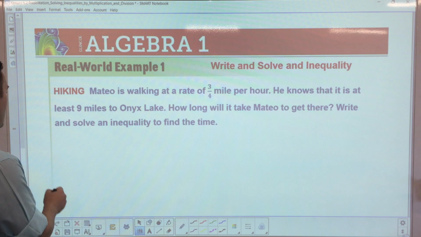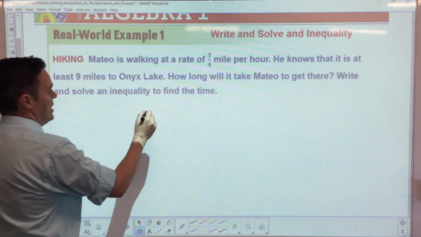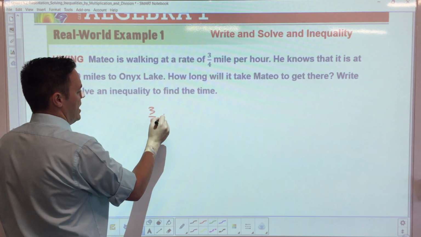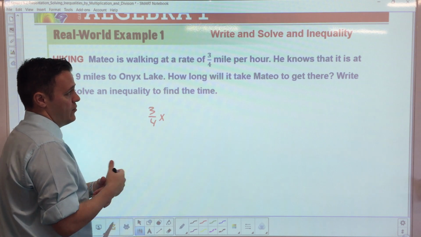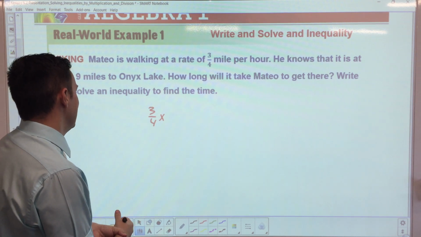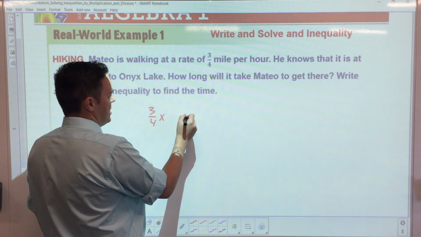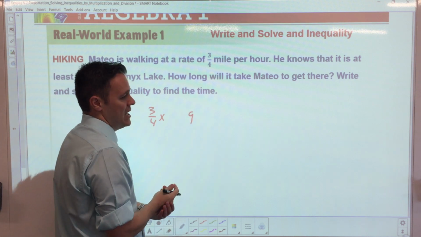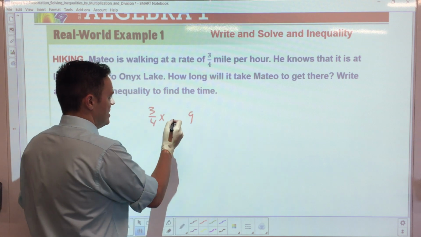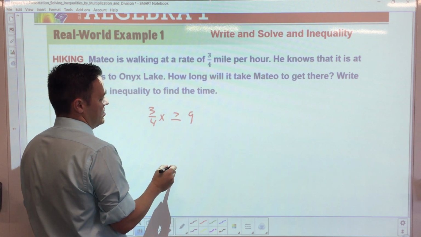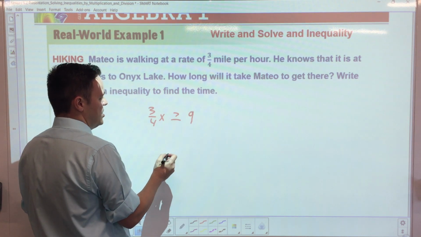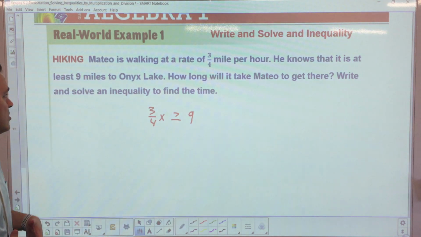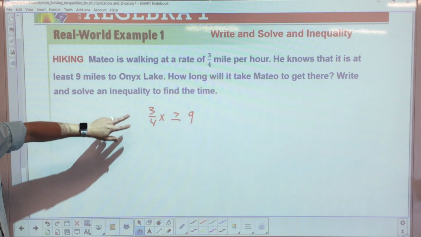So let's begin. Mateo started walking at a rate of 3/4 miles. So we'll get to that, the graph we just did, in a second. He knows that it is at least 9 miles to Onyx. So at least it's 9. What that means, ladies and gentlemen, is it can be more than that? Yes, but it's at least 9 miles. So that would be the setup of the inequality. Then what you want to do is write and solve the inequality. So we're going to solve it.